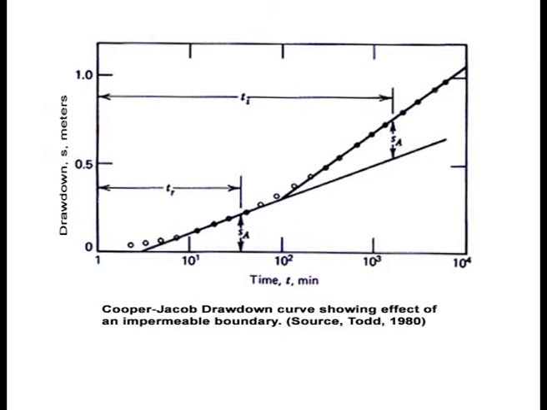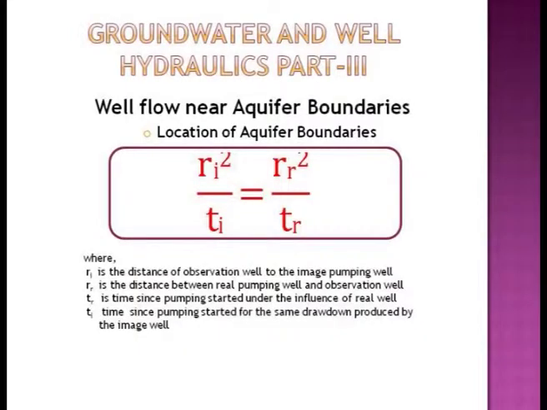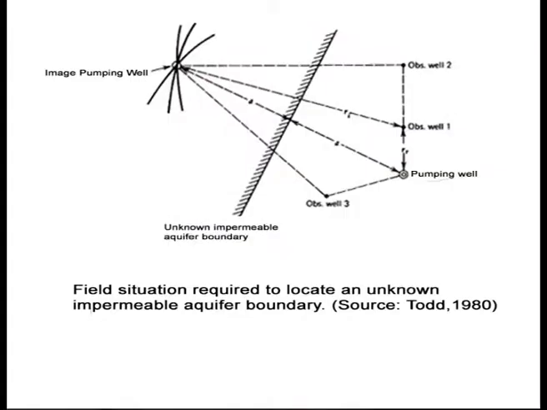So in the first segment, you take a point, that is, a drawdown at any point on the straight line. You determine the time tr. Then for the same drawdown on the second line, you determine ti. Ti means the time for the image well and tr the time for the real well pumping. Then there is a formula. So what is this r? Small r is the distance between the real discharging well and the observation well.